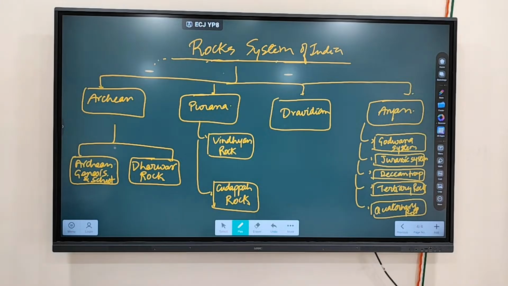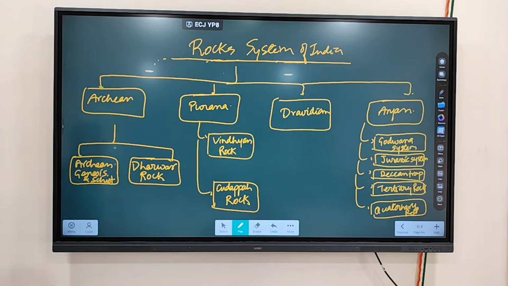Fine. So these are 5 different types of subdivision you are finding with regard to Aryan rocks. So Archean rocks, Purana rocks, Dravidian rocks, and Aryan rocks.